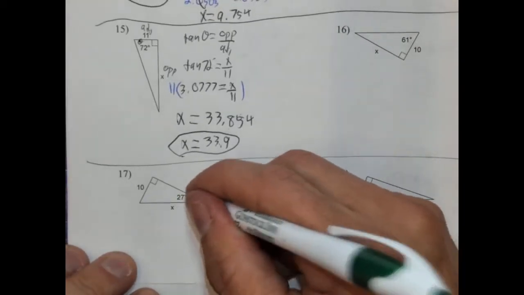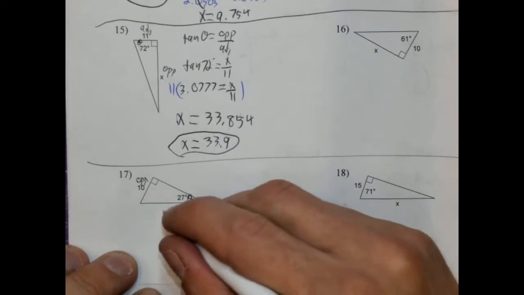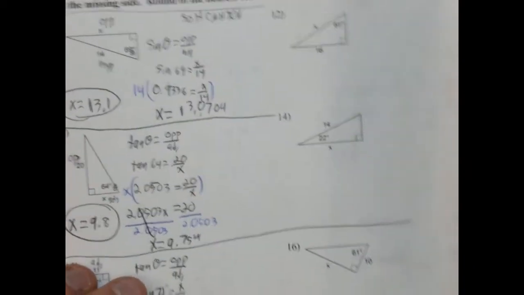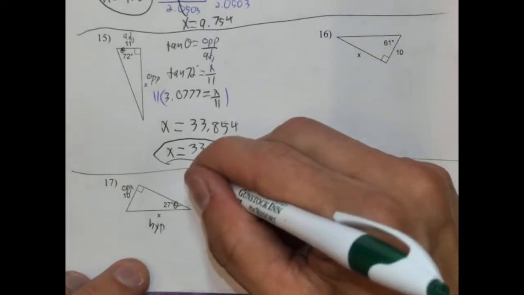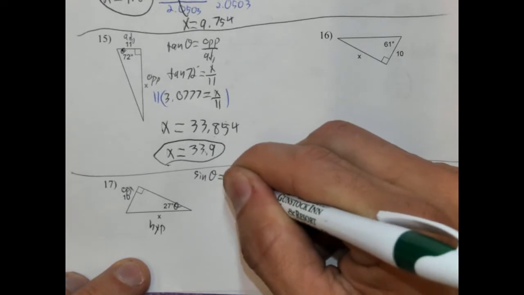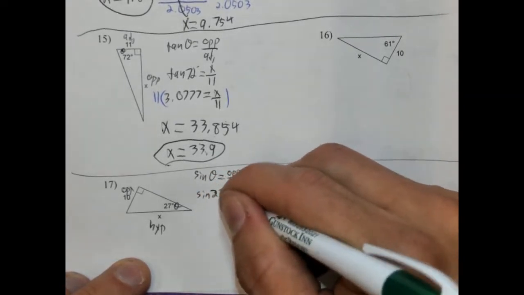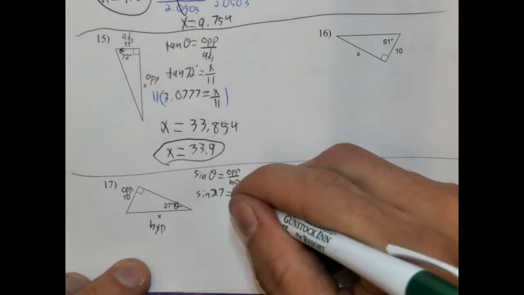So our theta is here. This is opposite because it's opposite the angle, and this is our hypotenuse. So opposite and hypotenuse, that's going to be our sine function. So sine of theta equals opposite over hypotenuse. So sine of 27 degrees equals 10 over x.